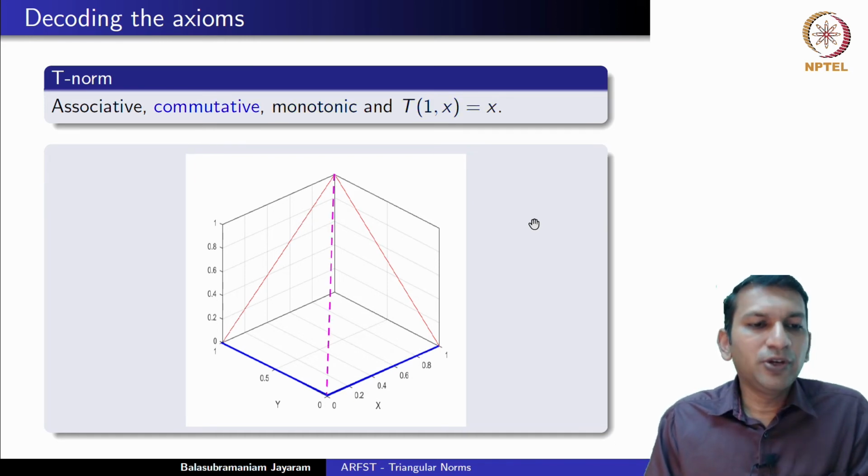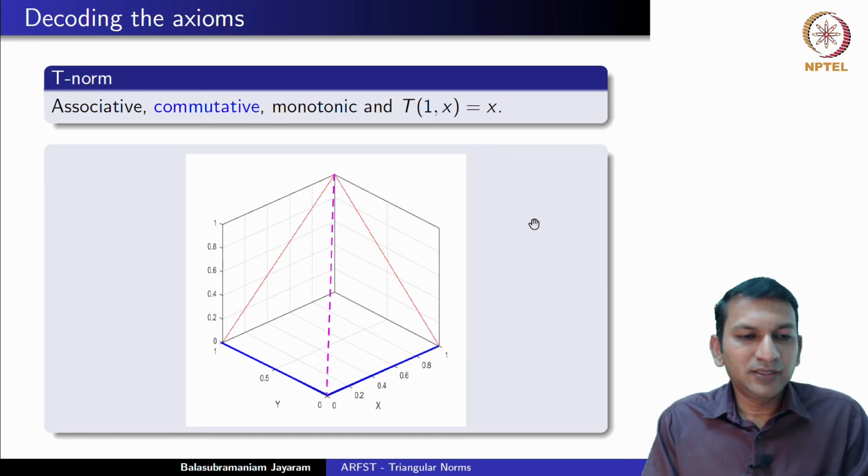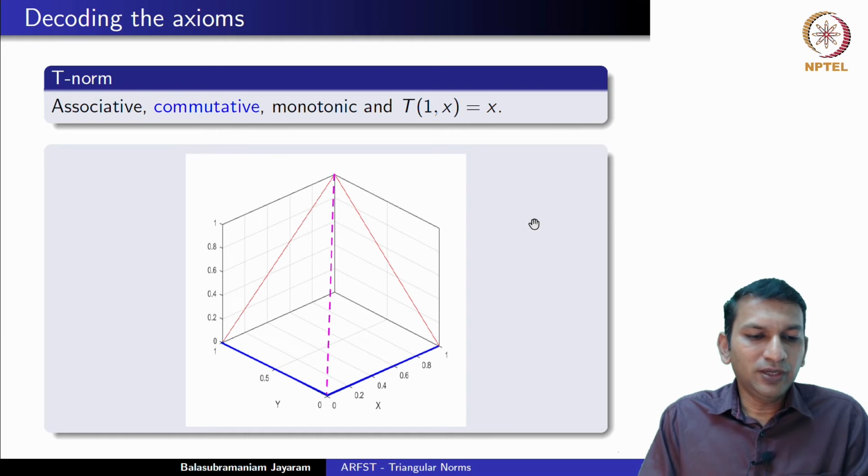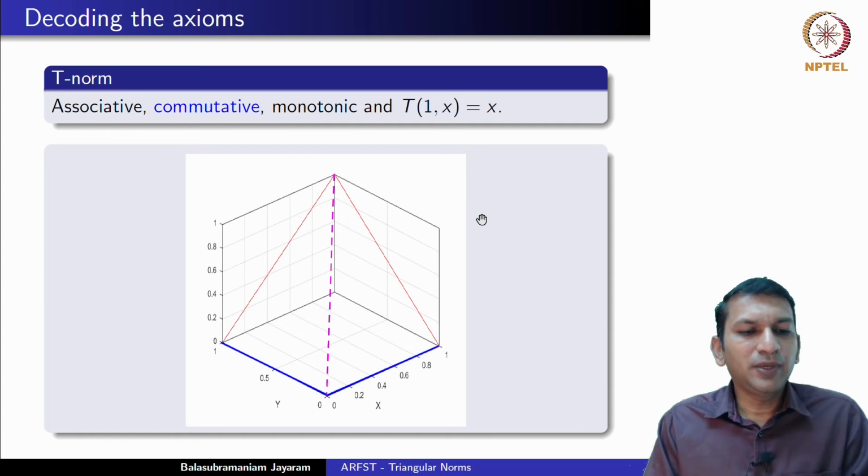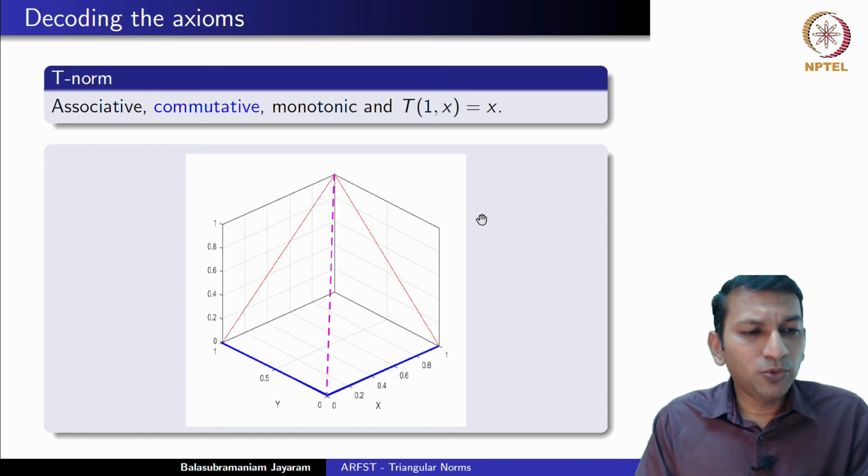Now, what is commutativity? Commutativity says that it is symmetric about the diagonal. So if you look at this diagonal here, I've drawn it in 3D, then we want the graph to be symmetric with respect to this axis. Now, what about associativity?